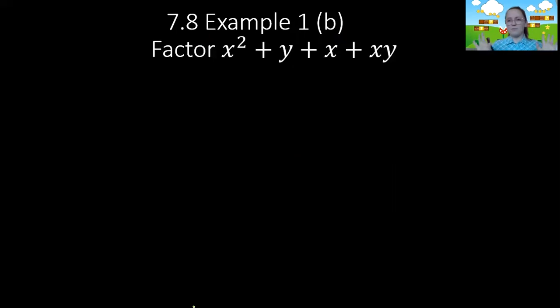All right, so let's go look at 1B. Two different letters, don't forget, we'll be fine. We're doing the same thing again. Split it up with parentheses, bust it up into pairs.